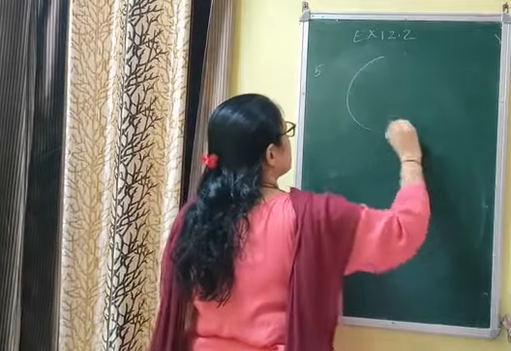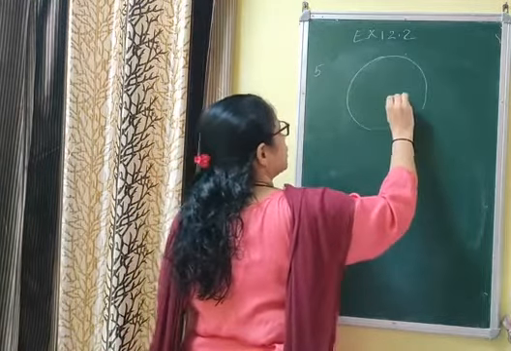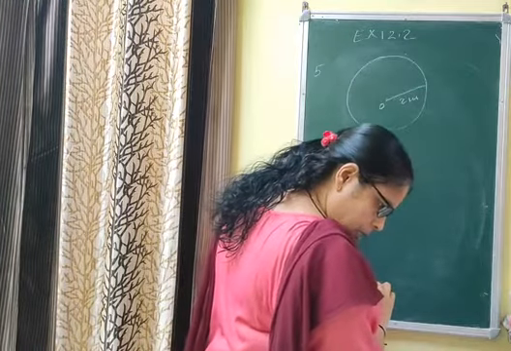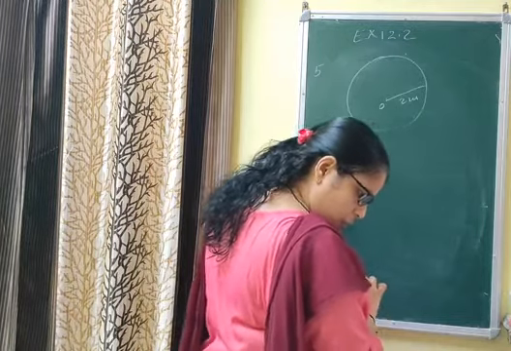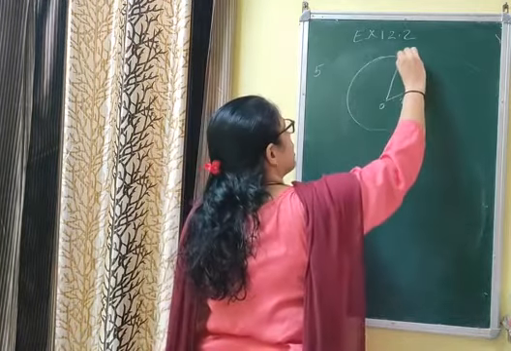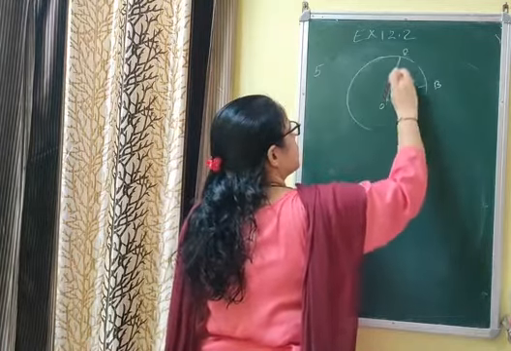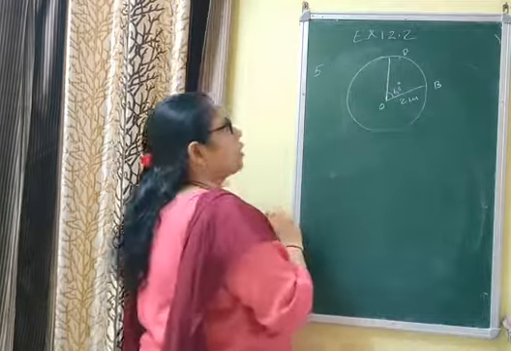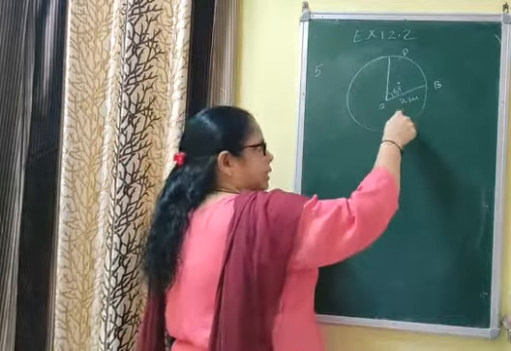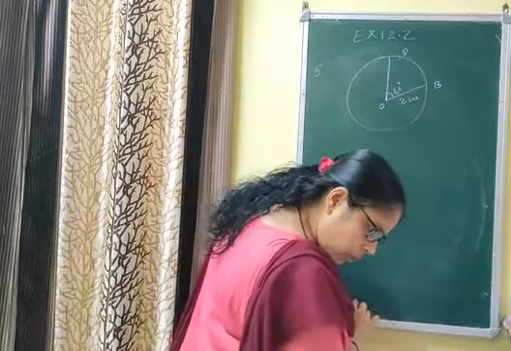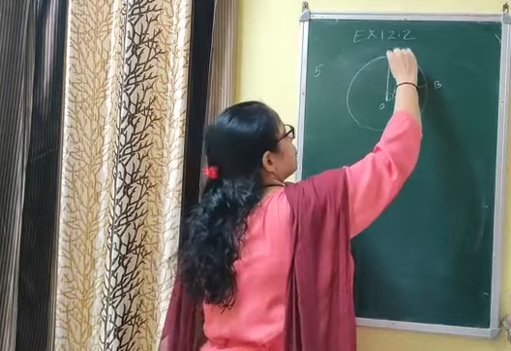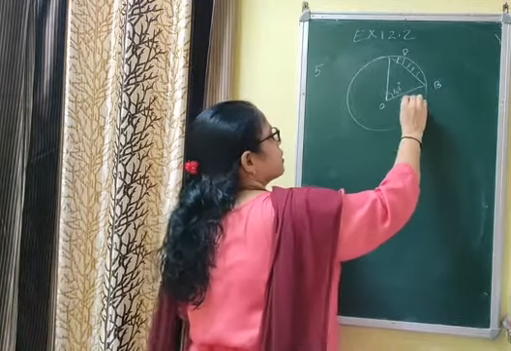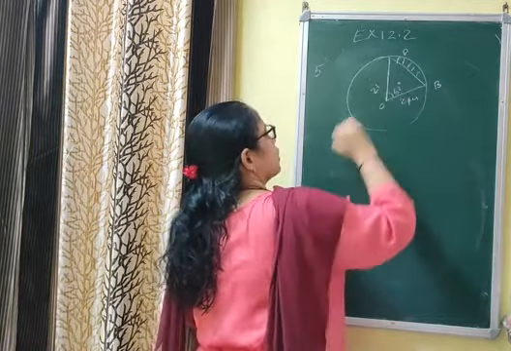Let me draw once more. You are given a circle of radius 21 centimeter. Let it be 21 centimeter. And there is an arc which subtends an angle of 60 degree at the center. This is the arc AB, which is subtending an angle of 60 degree at the center. You are asked to find the length of arc, sector area, and respective segment area. That means you have to find the length of arc, area of sector, and area of segment. Since this is 21, this is also 21.